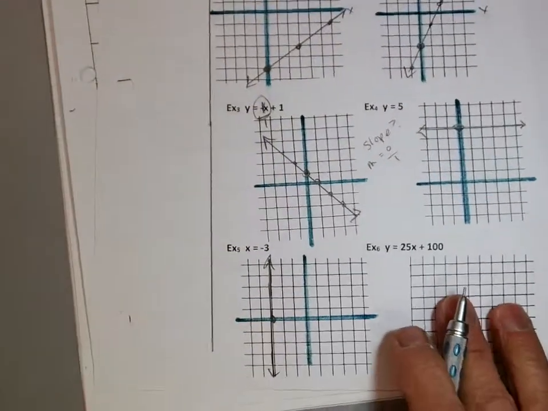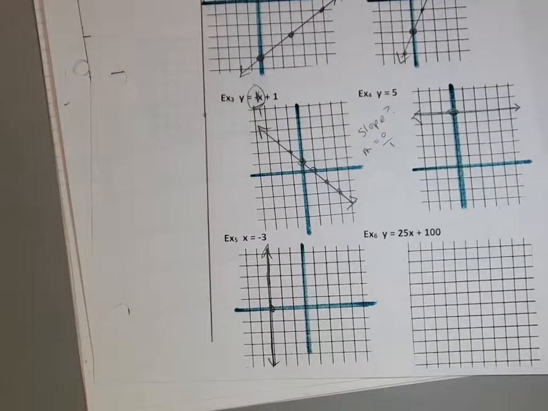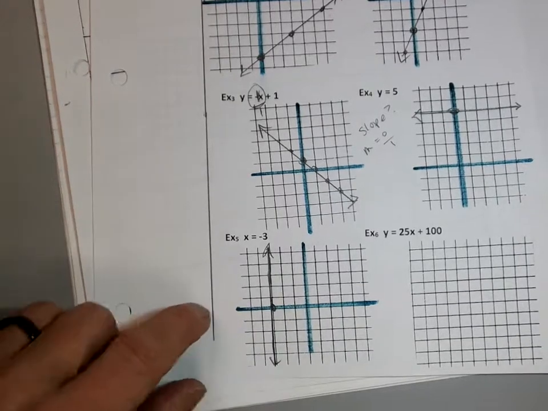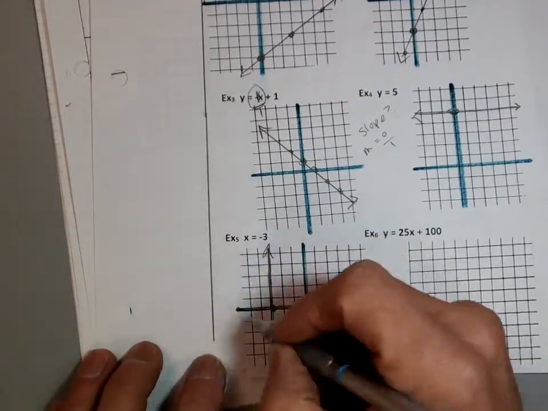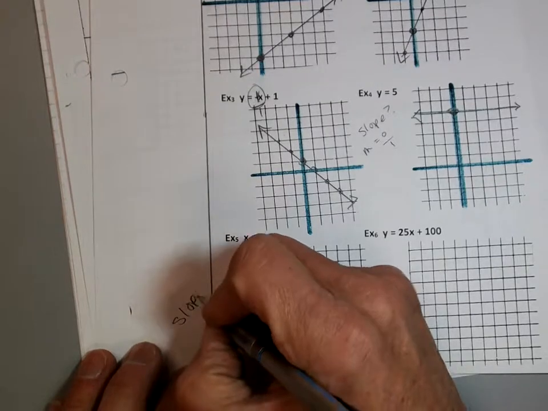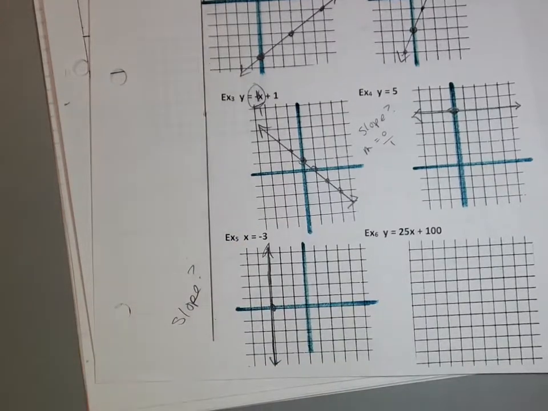And the same thing. If I go through it, what's the x value? Negative 3. What's the x value? Negative 3. X is always equal to negative 3, right? But what's the slope of this line? It's a trick question, by the way. Anybody know?